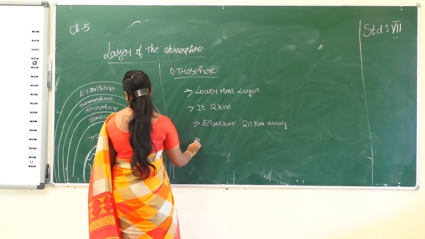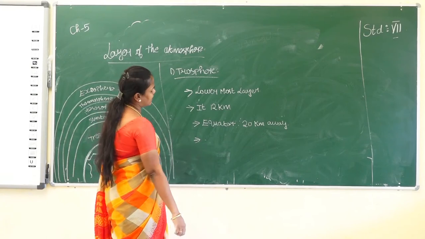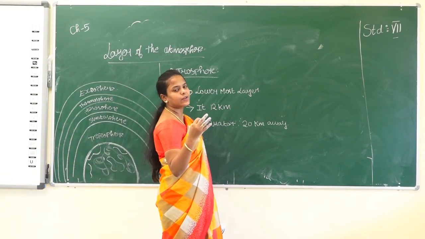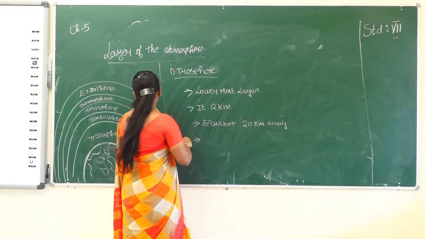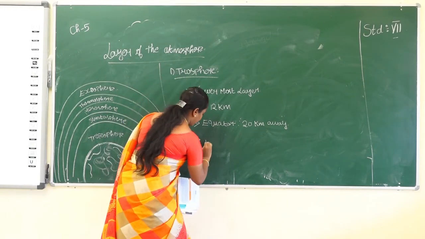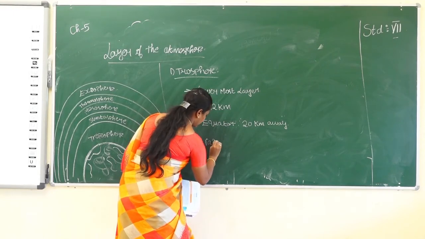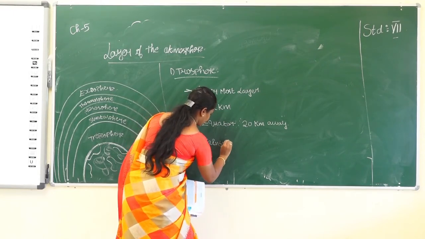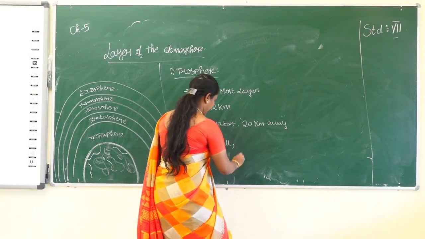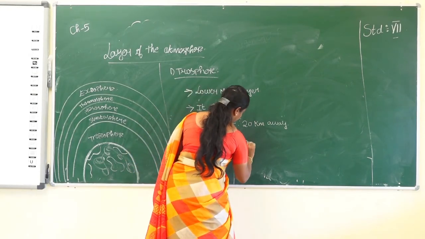And then in this layer, what are the things that will happen? In this layer there will be wind, rainfall, thunderstorm, all the things that come under the troposphere. What are they? Rainfall and hailstorm, right?